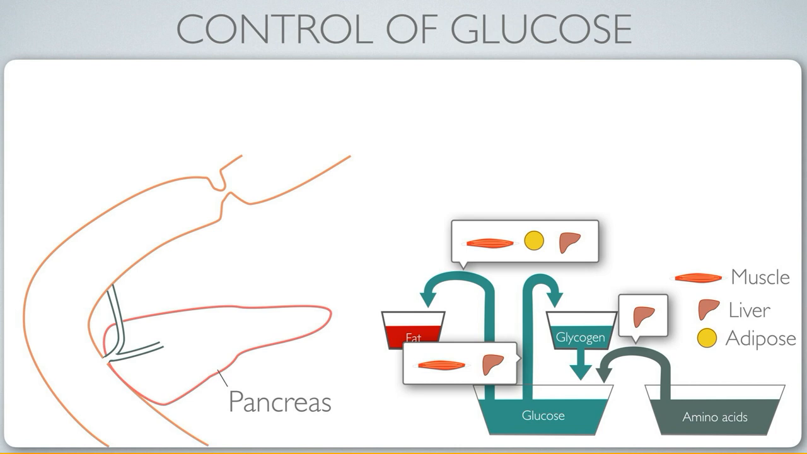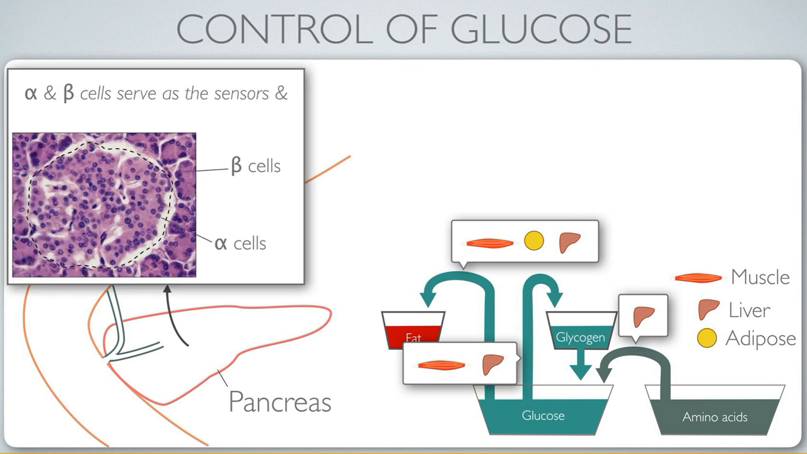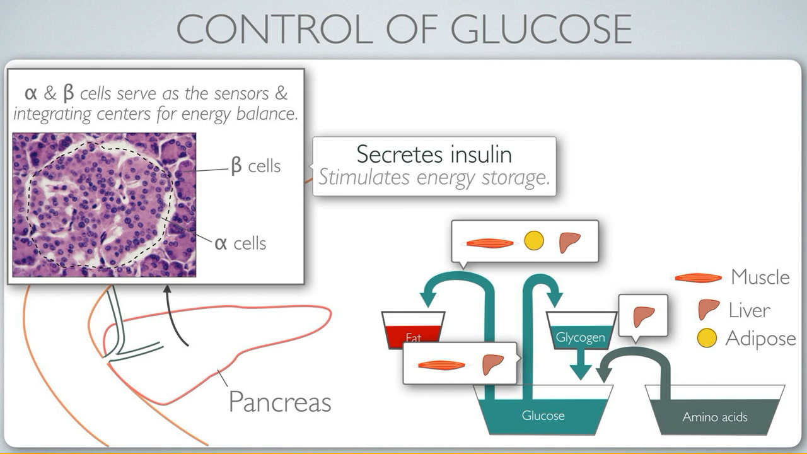Okay, so let me be more specific. We have two types of cells in our pancreas. They're called alpha and beta cells. And they both serve as sensors and integrating centers for energy balance with a particular focus on glucose. The beta cells secrete insulin, which stimulates energy storage. That's what insulin does.